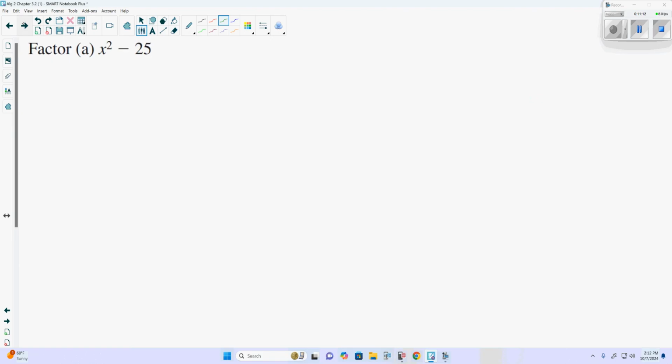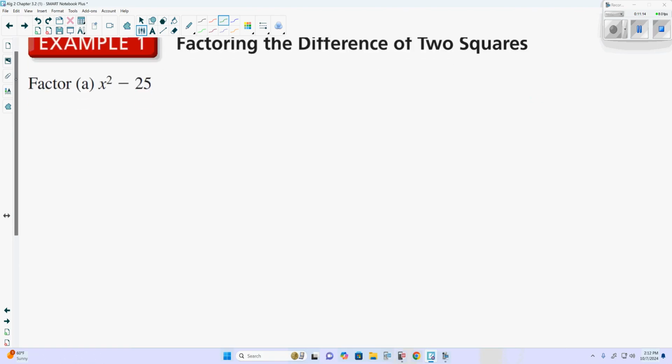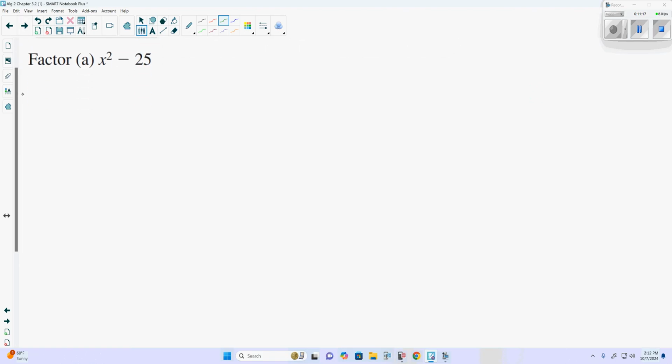Well, let's look at an example of this here. X squared minus 25. It is a difference. We have two things being subtracted. X squared is a perfect square. What times itself is x squared? X. So our a in this case is x. What times itself is 25? 5.